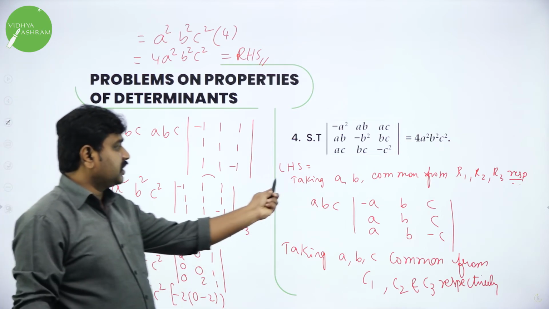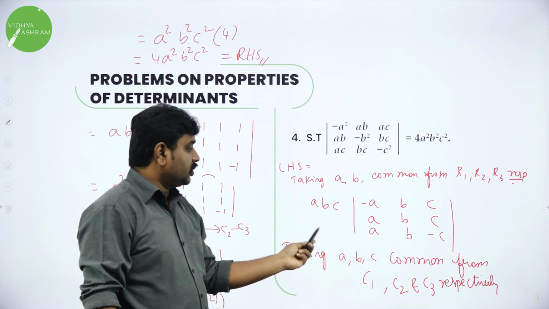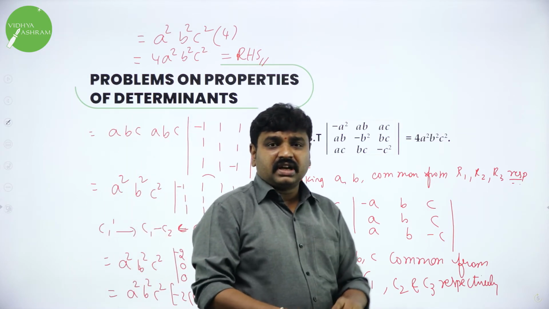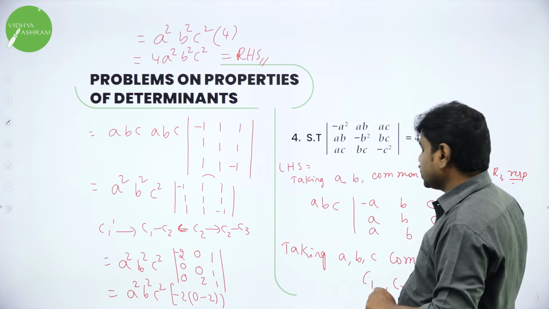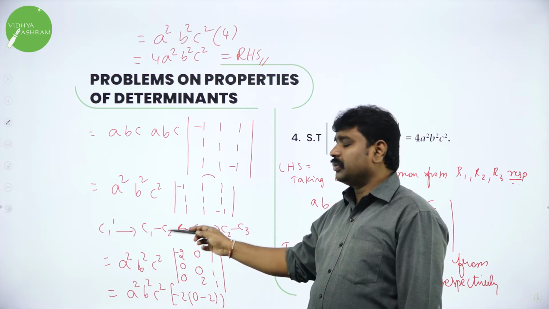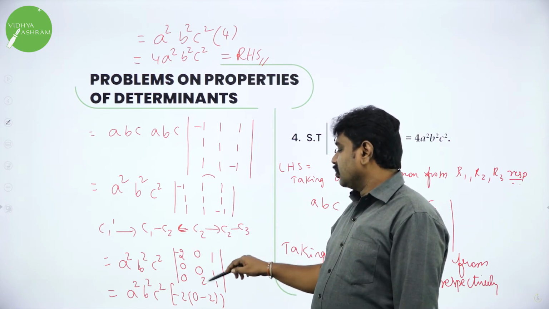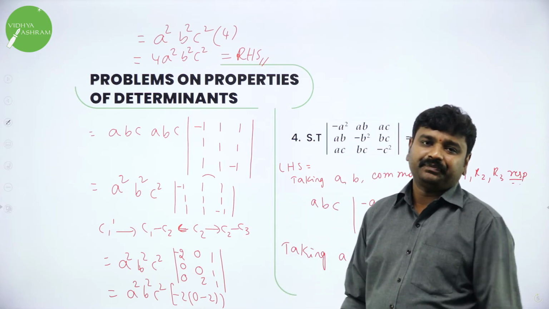So first what we have done, take a common from the first row, b common from the second row, c common from the third row. You will get a b c. Similarly, take a common from the first column, b common from the second column, and c common from the third column. You will get a square b square c square. Then I am doing C1 minus C2 and C2 minus C3. Then only one element will be left out. Expand it, you will get the answer faster and better.